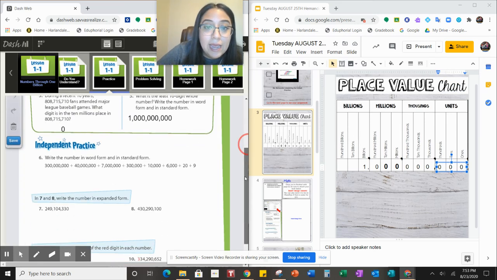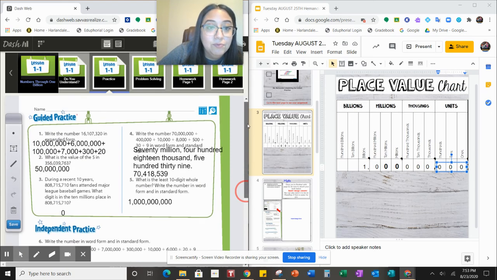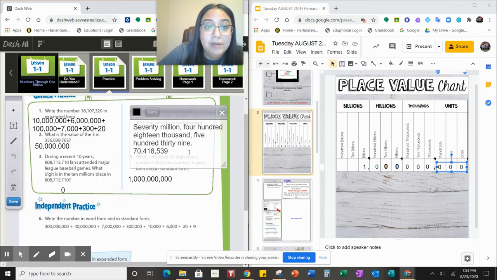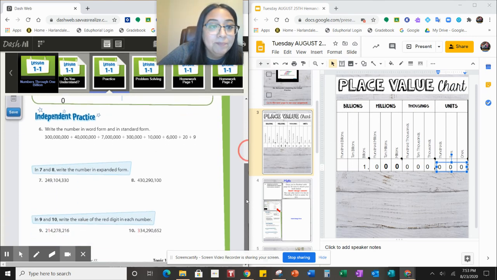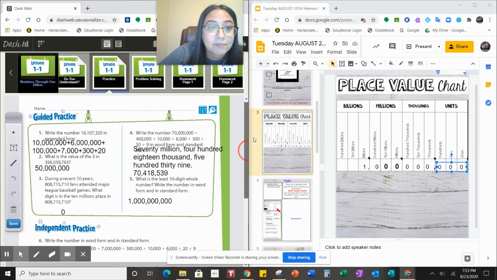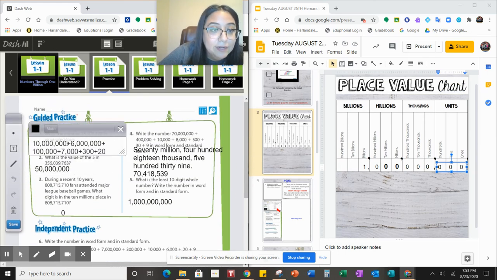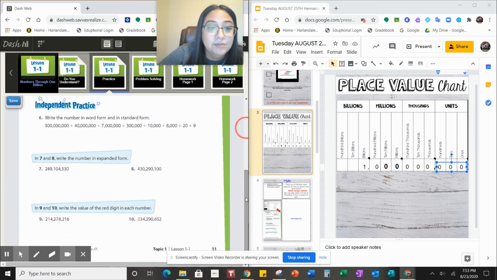So now looking at your work here, the independent practice, we have write the number in word form and in standard form. So up here, we already wrote numbers down in word form and in standard form when they gave it to us in expanded notation, expanded form. So again, we use our place value chart for that one. Go ahead and do that. And then it says for 7 and 8, write the number in expanded form. We did that here. Again, we used our place value chart. We put the numbers in there, and then we were able to do that.